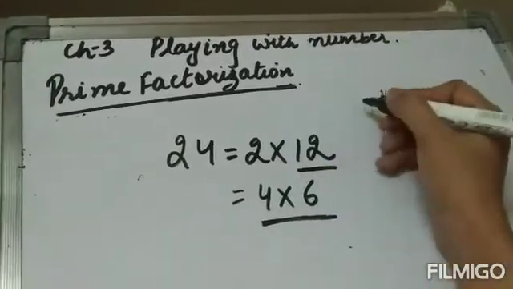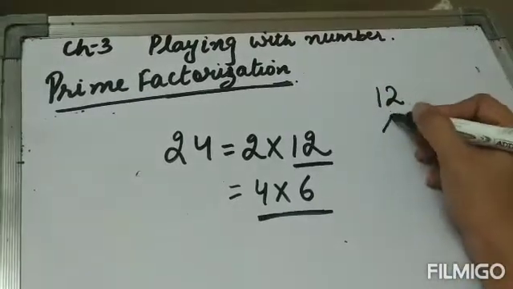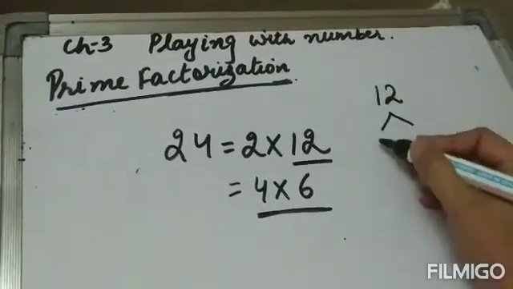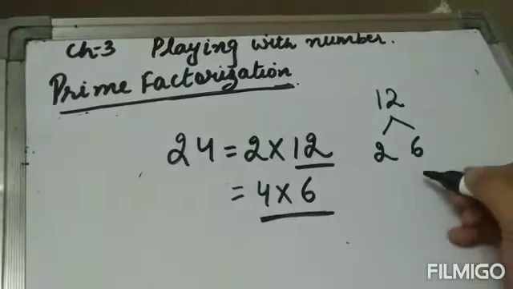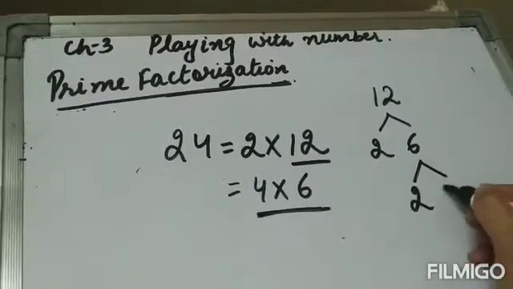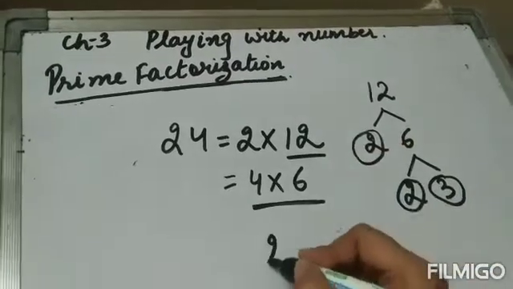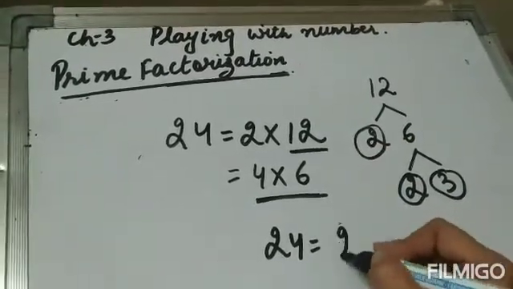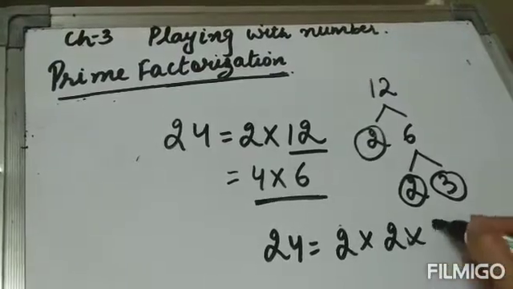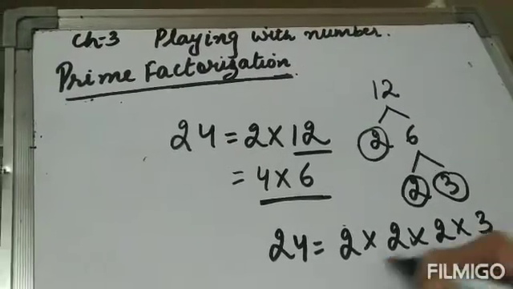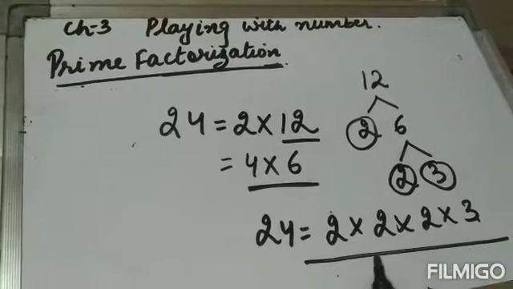Here 24 is 2 multiplied by 12, and 12 can be further factorized. 2 sixes are 12. This 6 can be further factorized. 2 threes are 6. Now these all are prime numbers. So 24 can be written as 2 multiplied by 2 multiplied by 2 multiplied by 3. This is the prime factorization of 24.